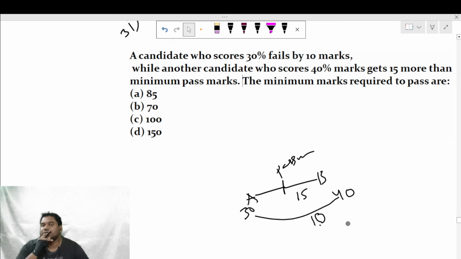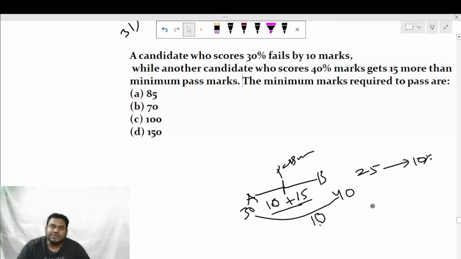So how can you find it? This guy failed by 10 marks, and this guy passed with 15 marks extra. So from both of them, it is 25. This 25 marks is nothing but 10%. 25 marks is 10%, so 100% is 250 marks, just multiply by 10 on both sides. 250 marks is the full marks.